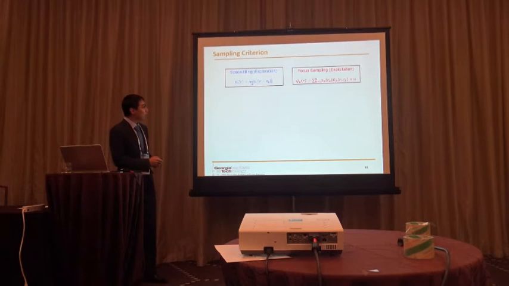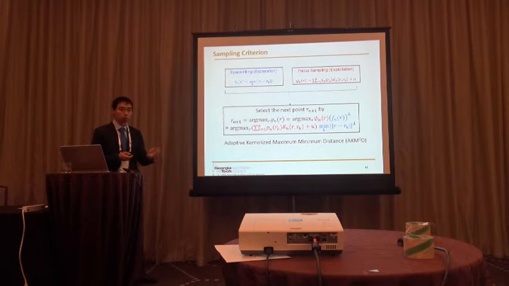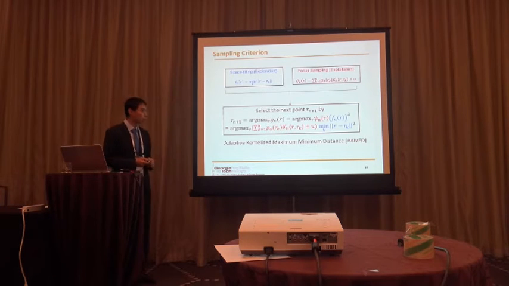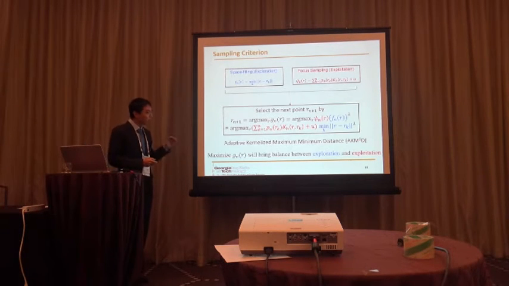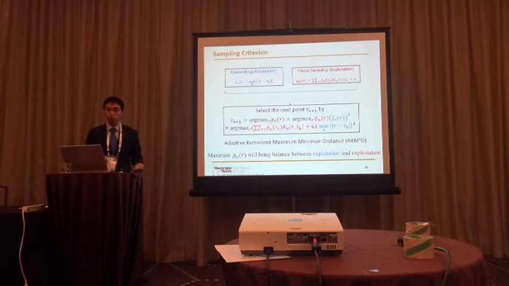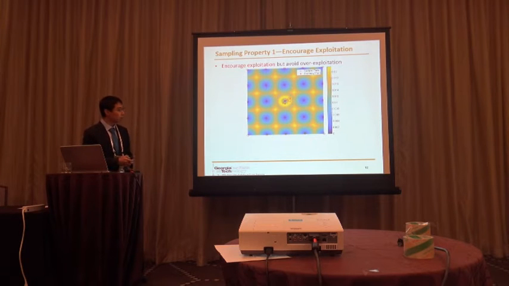So in order to balance these two, we propose a unified sampling criterion, which is a multiplication of these two functions, with a certain tuning parameter lambda. We call this algorithm adaptive kernelized maximum distance. And we show that maximizing this function can bring the balance between exploration and exploitation in the following two properties. In property 1, we show that this algorithm encourages exploitation.